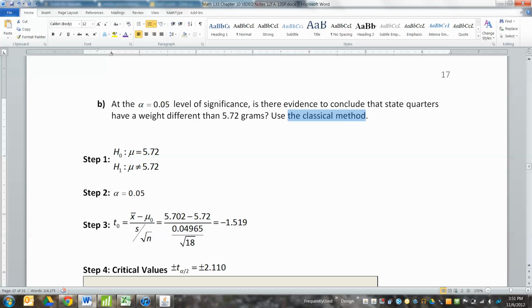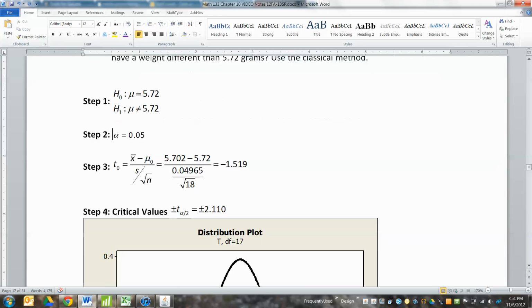All right, step 1, you've got to make hypotheses. So for us, we assume that the weight is 5.72 unless we can prove it's not 5.72, right? They said different, so that's why we use the not equal to. Step 2, we need a level of significance. They gave it to us. It's alpha equals 0.05, so we go with 0.05. Step 3, we need a test statistic.